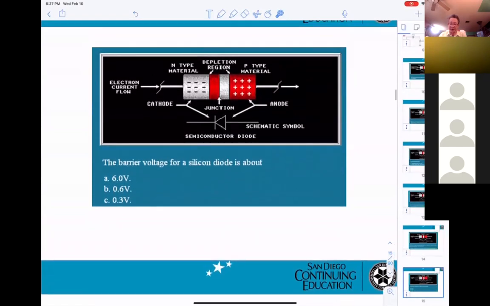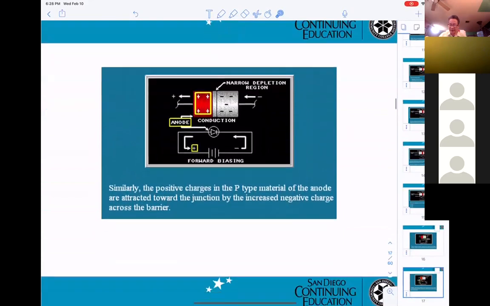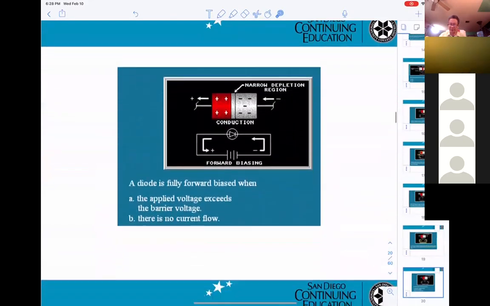Now the barrier voltage for a silicon diode is about A, B, or C. Not A. It has to be 0.6, B. Correct. B, 0.6 or 0.7. Don't worry about the rest of this, it's for you to read.